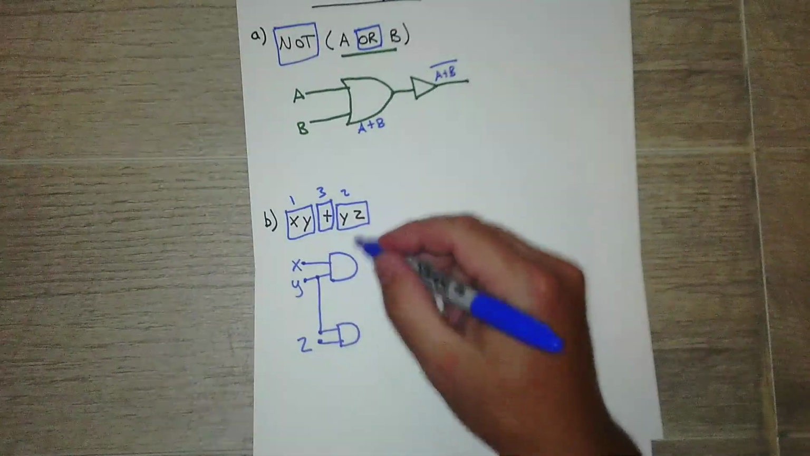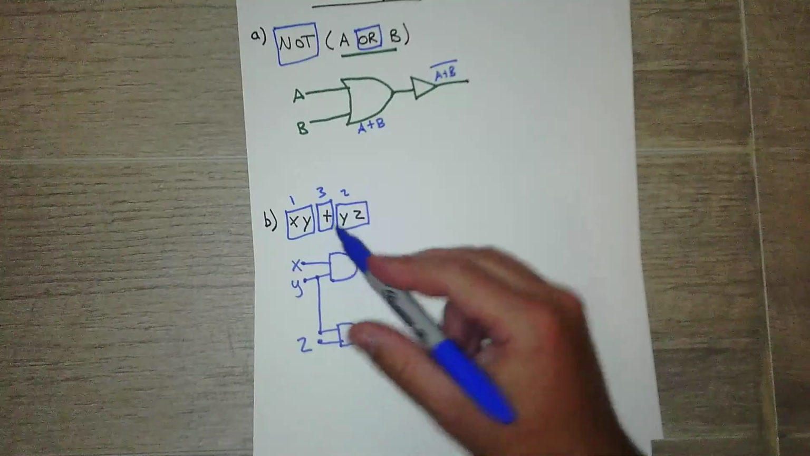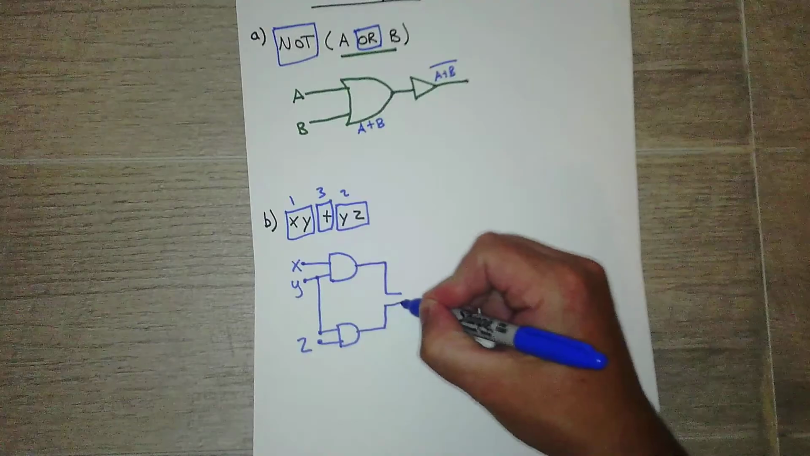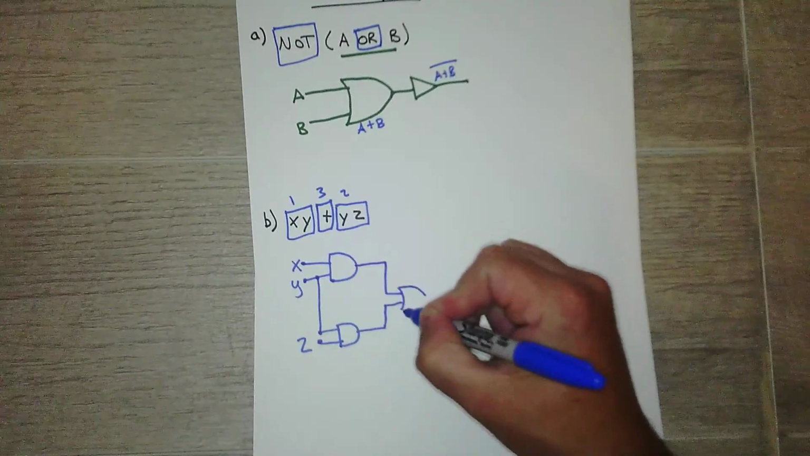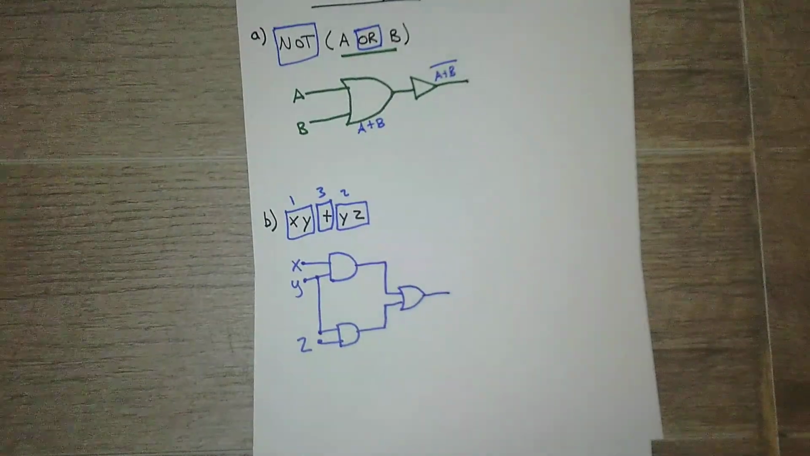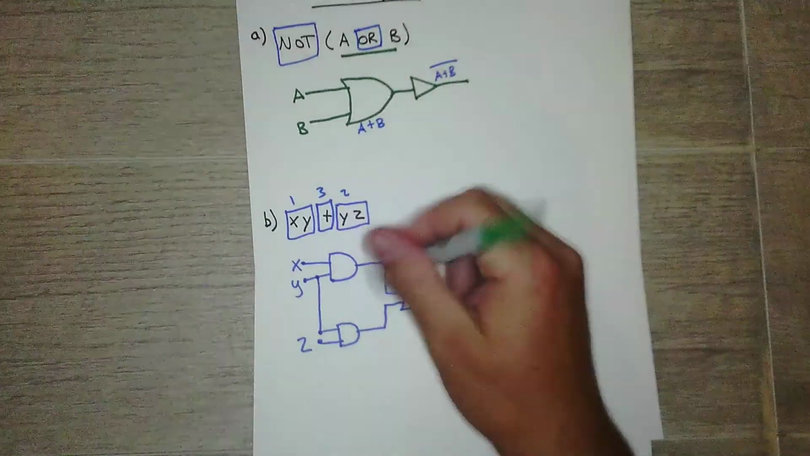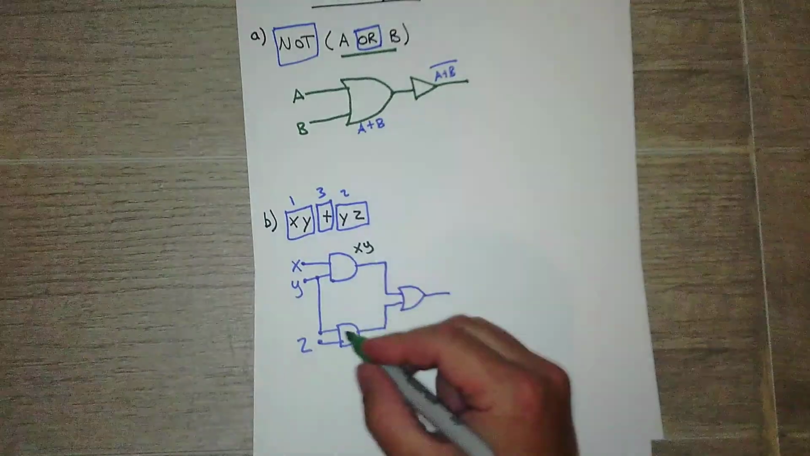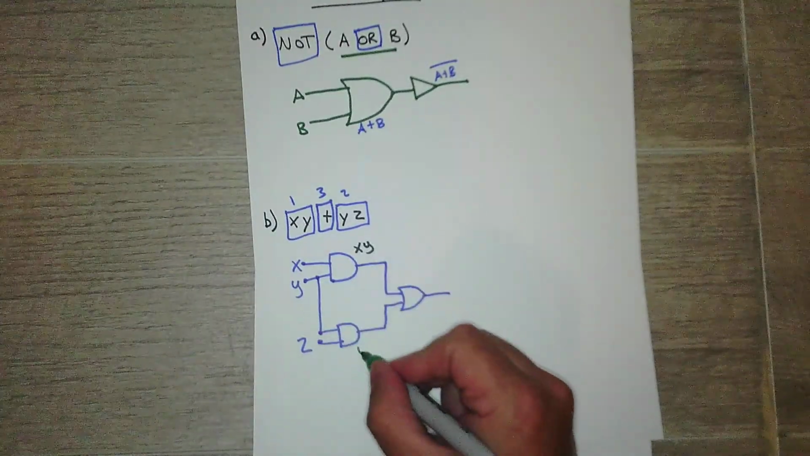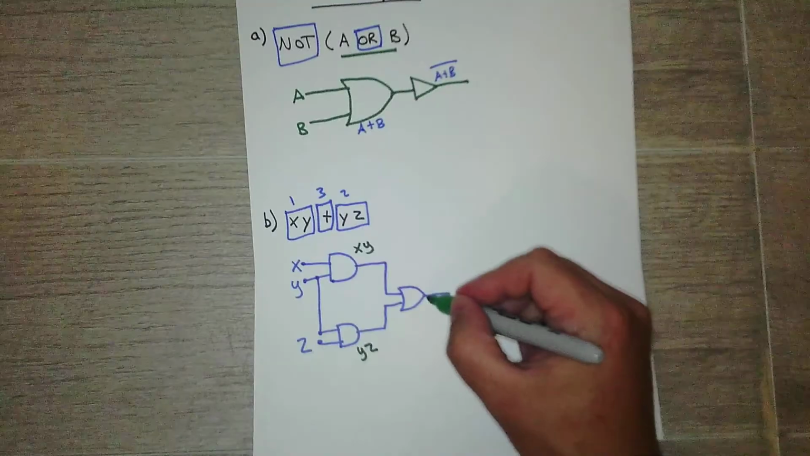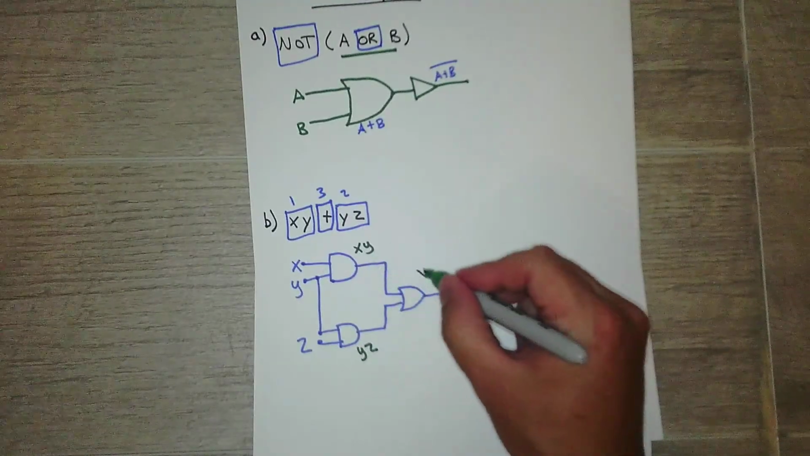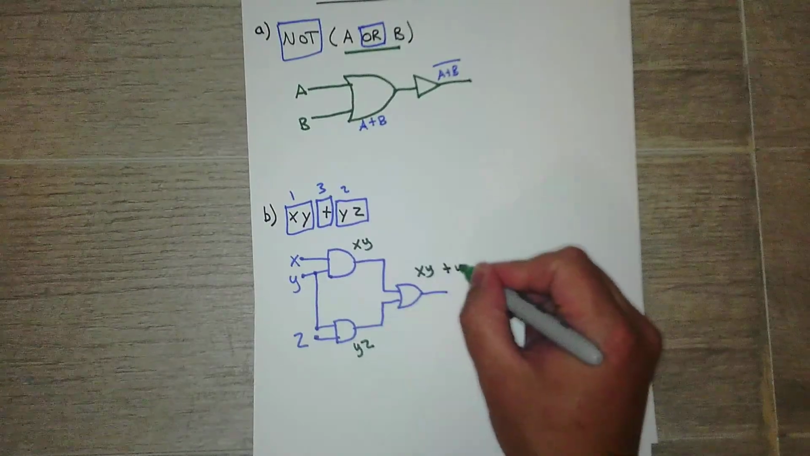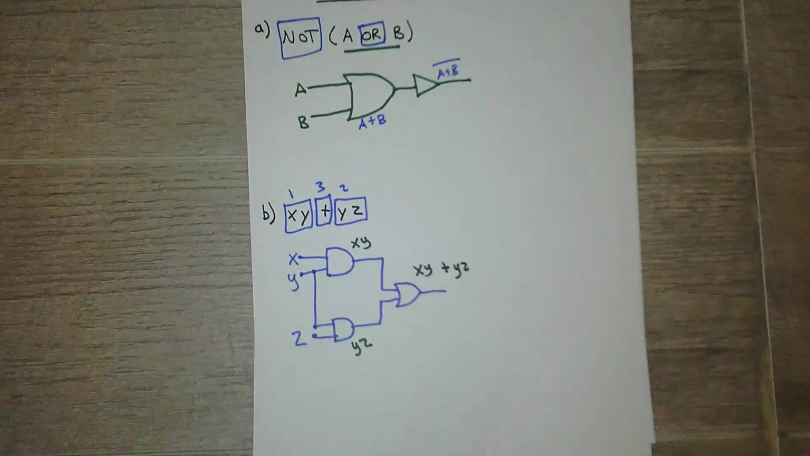Okay, so now I do the OR gate. The OR is between these two. Okay, so let's check that. Here we have X and Y. We have Y and Z. And here we have an OR, so it's that input or this input. And it's exactly what they want.